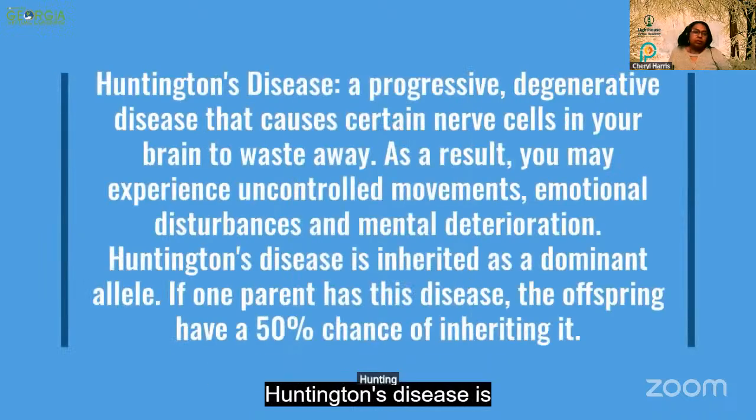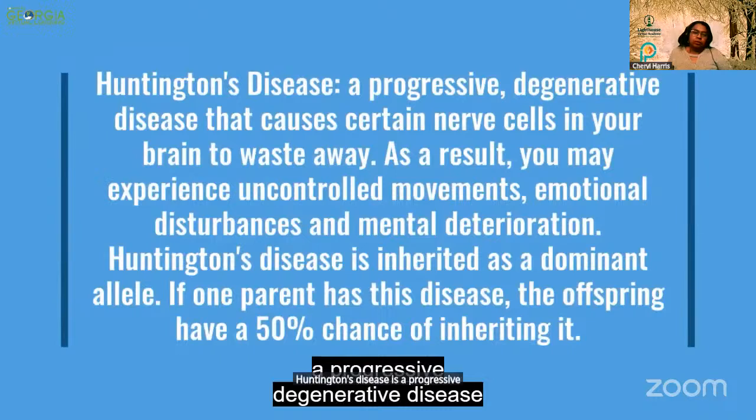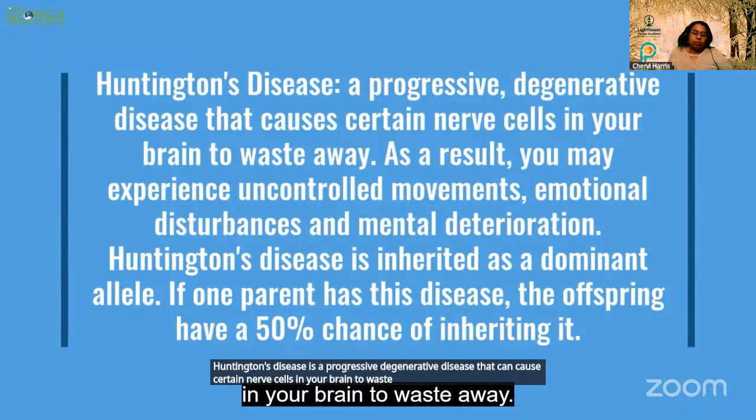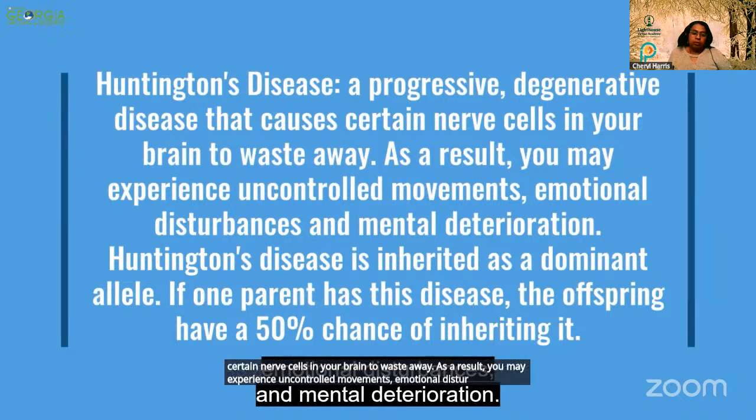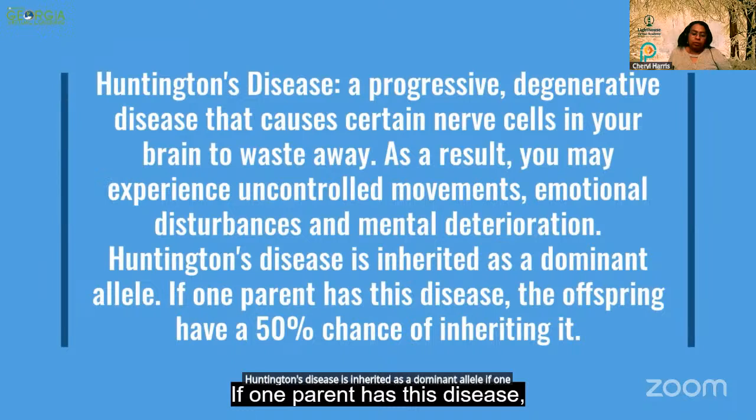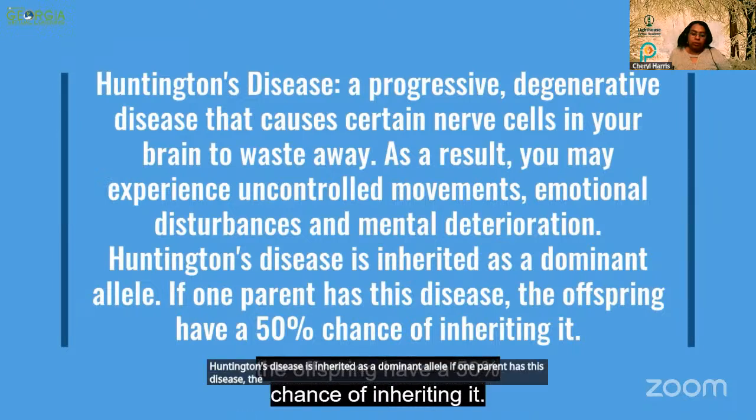Huntington's disease is a progressive degenerative disease that can cause certain nerve cells in your brain to waste away. As a result, you may experience uncontrolled movements, emotional disturbances, and mental deterioration. Huntington's disease is inherited as a dominant allele. If one parent has this disease, the offspring have a 50% chance of inheriting it.